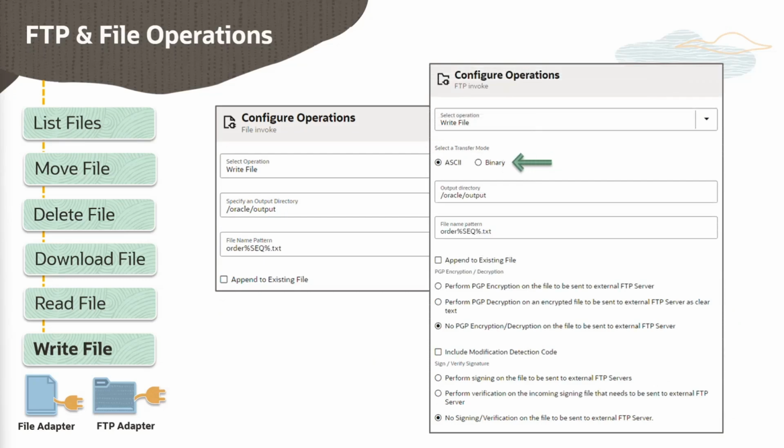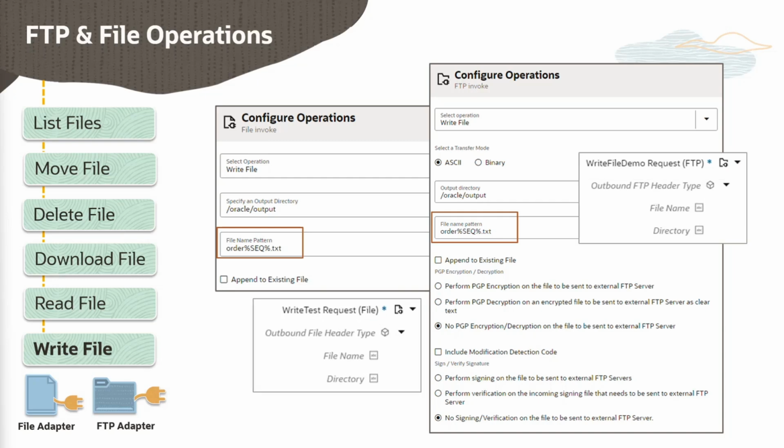Now, once you select the write file operation for the FTP adapter, you again need to select a transfer mode where you'll typically use ASCII for structured files and binary for opaque files. Both adapters will allow you to specify which directory to write to, as well as a file name pattern, as shown in this example where we append a sequence number such as order1.txt, order2.txt, and so on. However, the map action will later allow you to provide values for these fields as well. For example, when you wish to define an explicit file name instead.